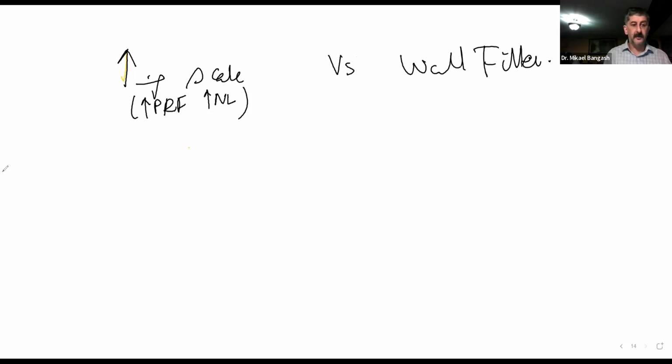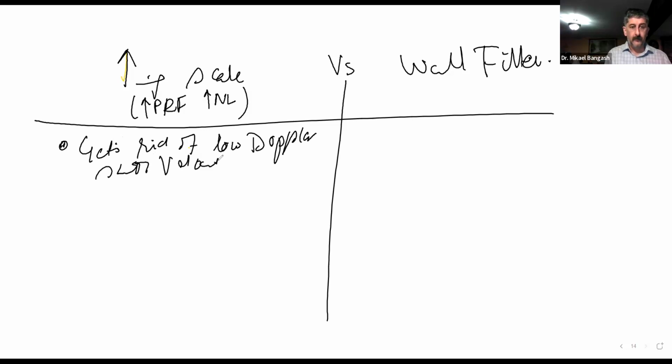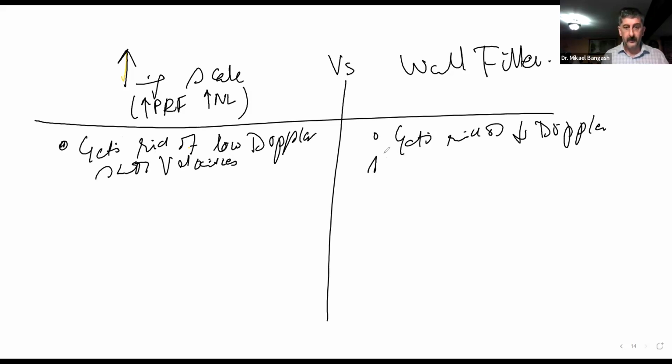Now let's just check the similarities between these two. We can say that increasing your scale gets rid of low Doppler shift velocities, just like the wall filter gets rid of low Doppler shift frequencies or velocities, whichever. Clear?